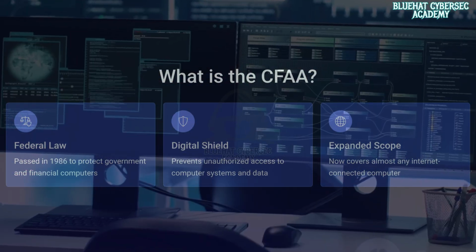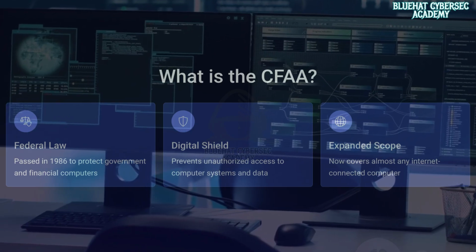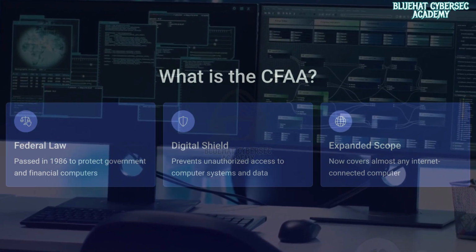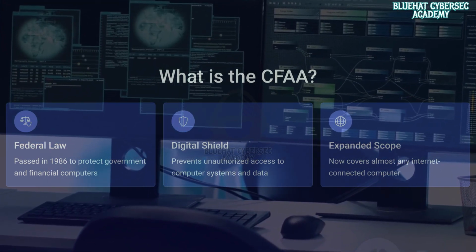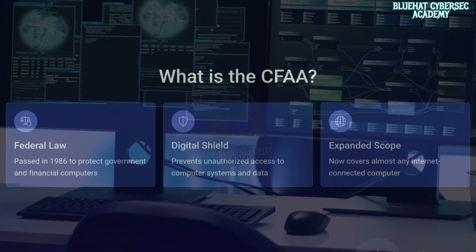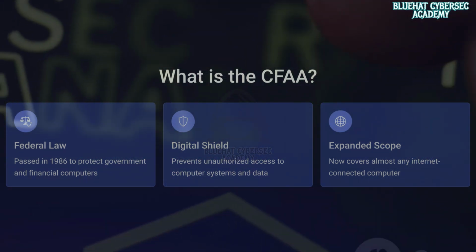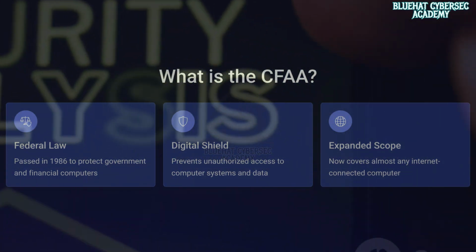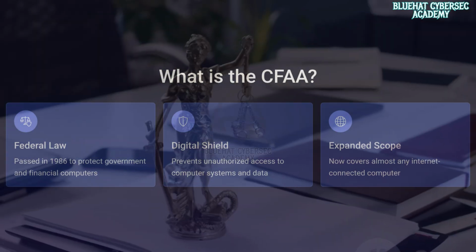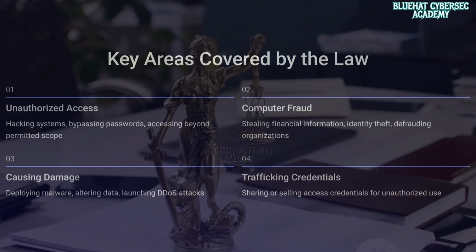At its core, the CFAA aims to prevent unauthorized access to computer systems, theft or tampering with data, cyber-related fraud or extortion, and disruption of computer networks. Think of it as a digital shield keeping both private and public systems safe. Now let's break down what the law actually covers.